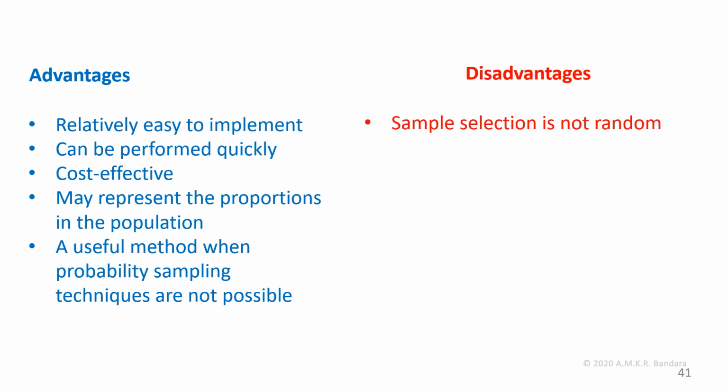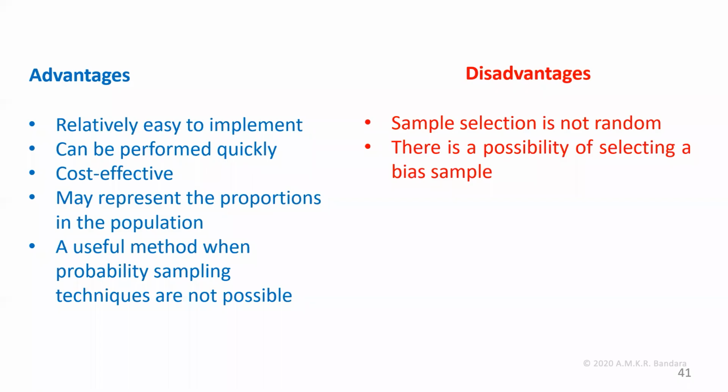Disadvantage: sample selection is not random. So each and every farmer will not have an equal chance of being selected into the sample. Therefore there is a possibility of selecting a biased sample. So the next sampling method is the multi-stage sampling method.